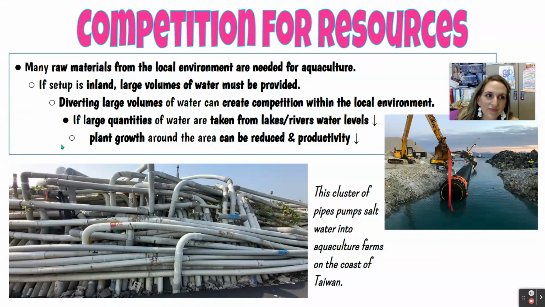Competition for resources. In intensive systems, and if it's done inland, they're going to need a lot of water, a reliable source to constantly pump in and pump out. Diverting large volumes of water will cause competition with the local environment. If large quantities are taken from lakes and rivers, this will cause less local plant growth and lead to less productivity. This is a bunch of pipes in Taiwan.